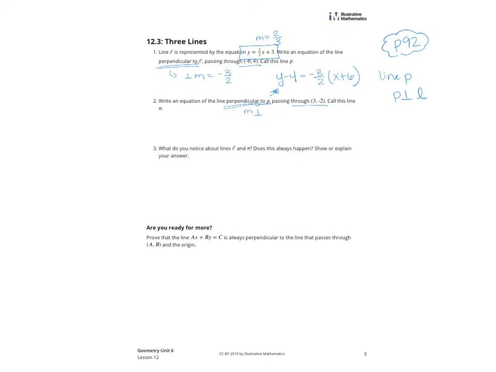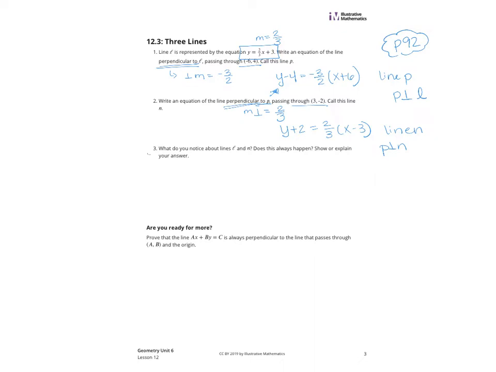So the slope that would be perpendicular to P would be positive, that's the opposite, 2/3. That's the reciprocal. So now I would have y, and the y coordinate would be plus 2, because y minus a negative 2 equals 2/3 x minus 3. And this is the equation for the line N, and line N and line P are perpendicular.